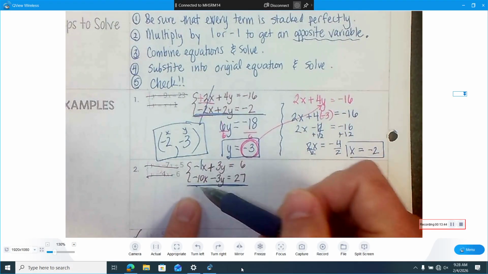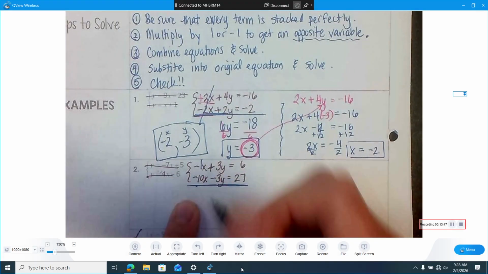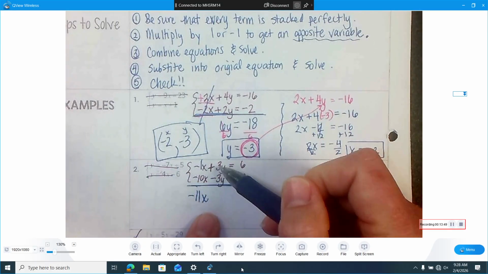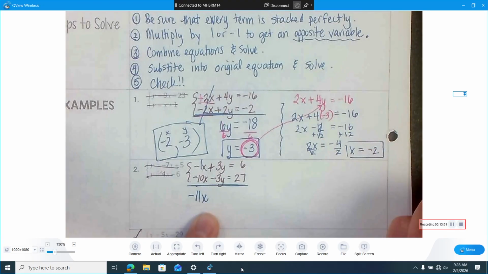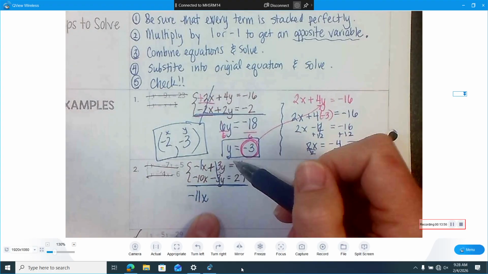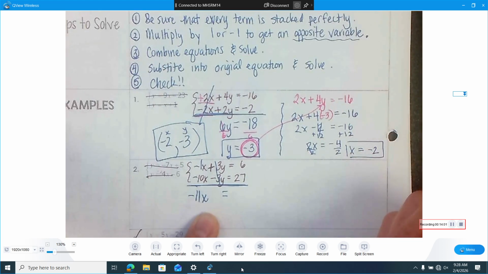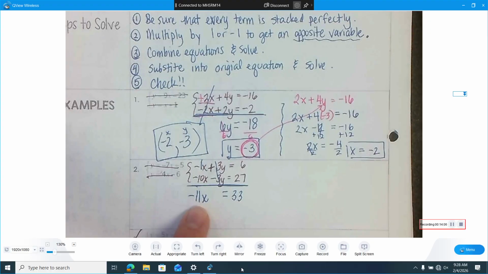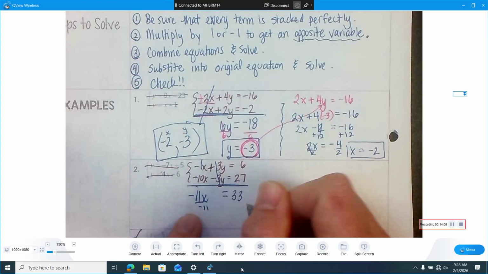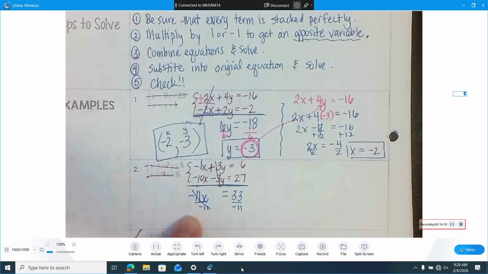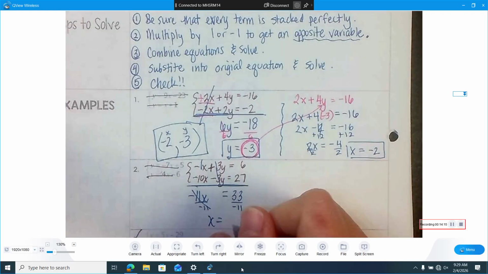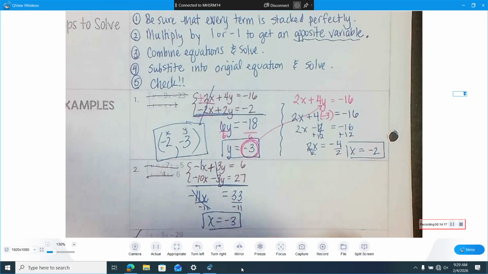What is a negative 1x and a negative 10x? Negative 11x. And what happens with positive 3y and negative 3y? It's 0y, so it goes away. Then I have my equal sign, and I can combine 6 and 27 to get 33. Now we can divide by negative 11 to get x all by itself. And 33 divided by negative 11 is negative 3.